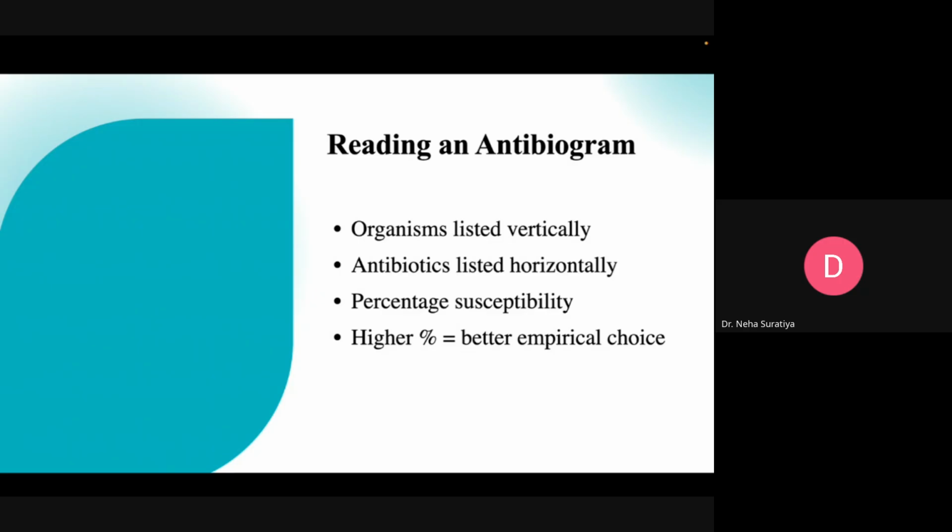For example, this report has organisms listed vertically. Okay, so every organism will be there vertically and antibiotics will be listed horizontally. Okay, and it will also give you a percentage of susceptibility. Imagine एक साइड पे कॉलम्स में ऑर्गेनिजम्स लिखे हुए हैं एंड एंटीबायोटिक रो में लिखा हुआ है जस्ट लाइक एन एक्सेल शीट. ओके, और ऑर्गेनिज्म में लिखा हुआ है E. coli और एंटीबायोटिक के नीचे लिखा हुआ है amikacin. ओके, और उसमें परसेंटेज दिया होगा, for example 85%.